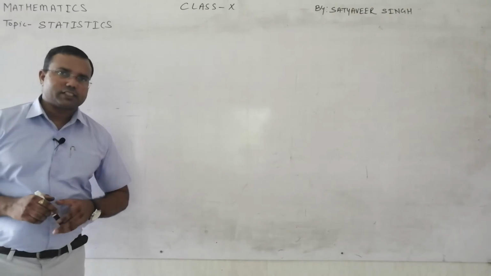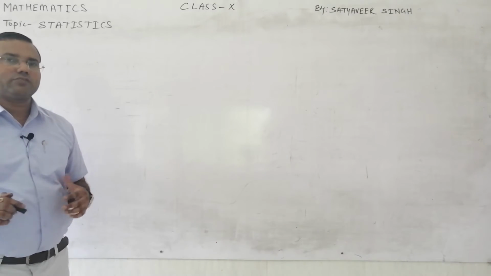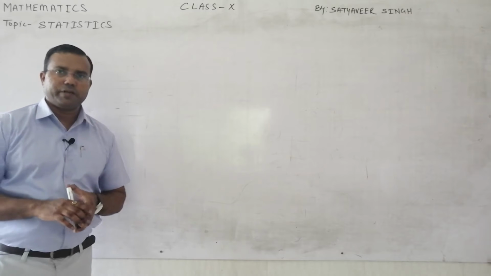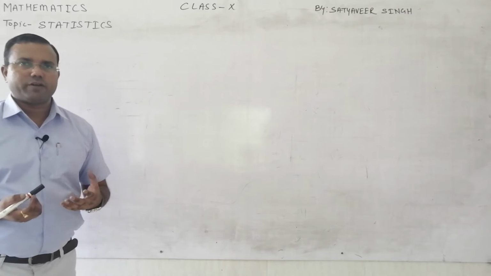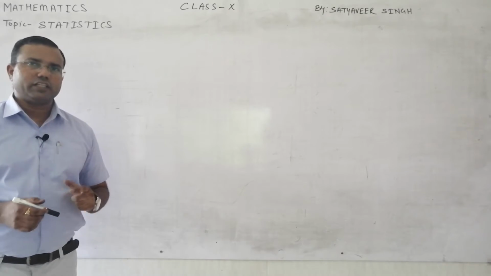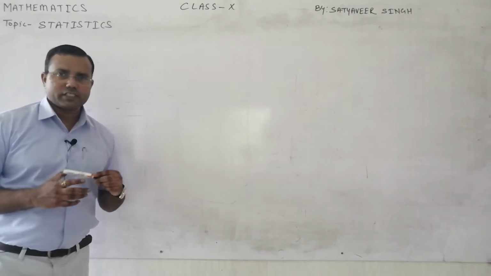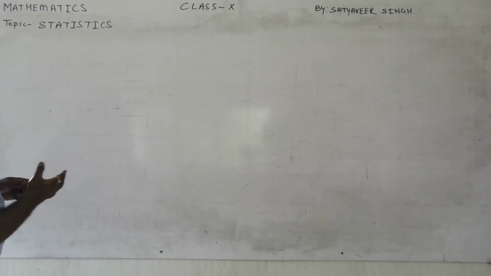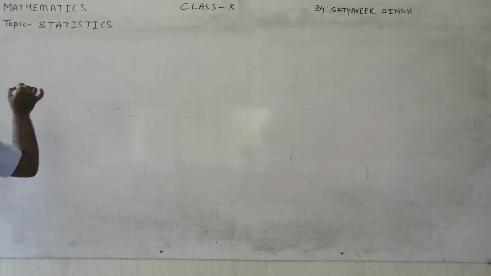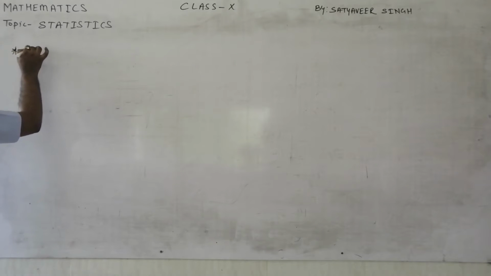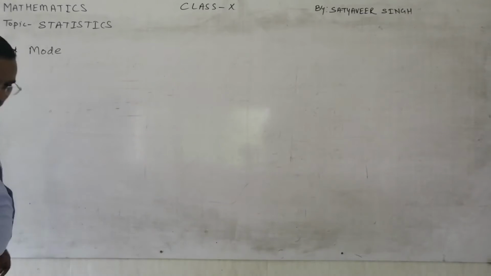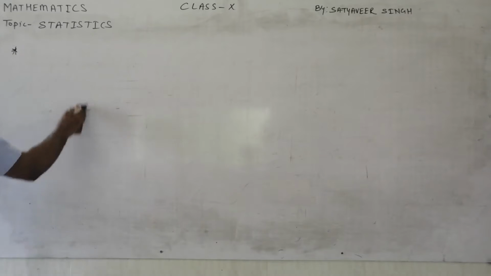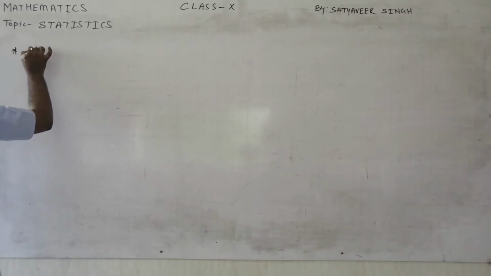Hello student, in this lecture I will discuss with you how to find out the mode of the group data. The mode of the ungrouped data we can easily calculate because the most occurring observation in the data is called the mode. So let us see, if the data is grouped, how to find out the mode of that. So our topic is: we want to calculate the mode of the group data.